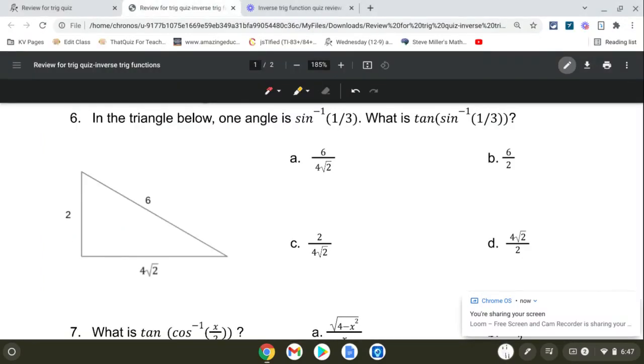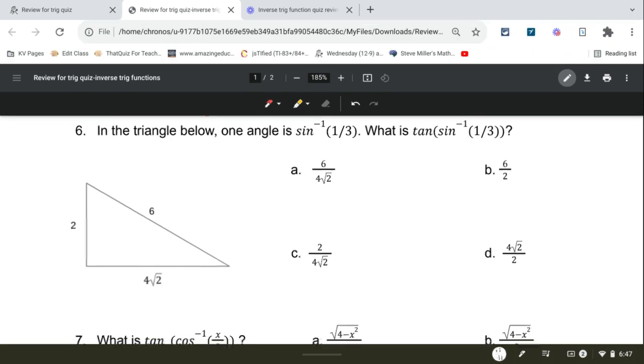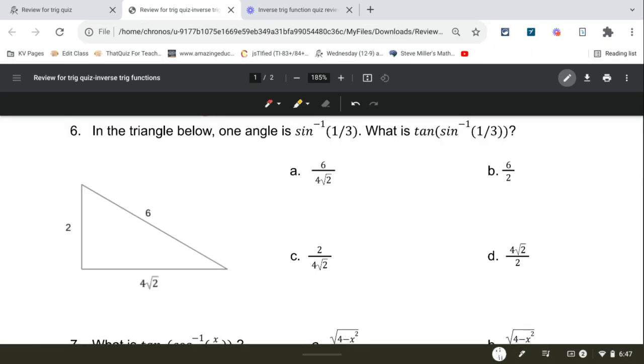Okay, on number 6, I'll show you the right way and, I guess, the way that you can just use your calculator to answer this one. In the triangle below, one of the three angles is sine inverse of 1/3. So you might ask yourself the question, which angle, if I take the sine of it, will equal 1/3?